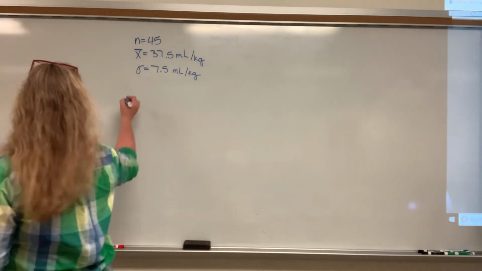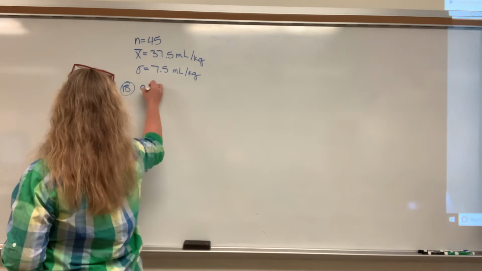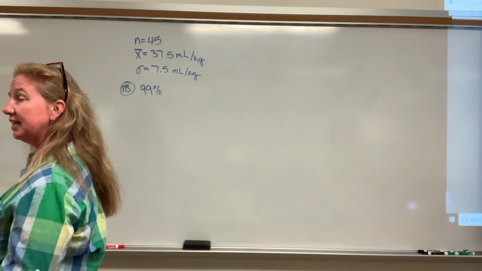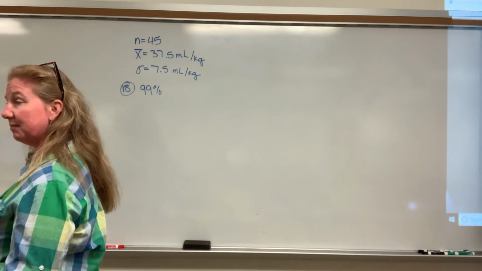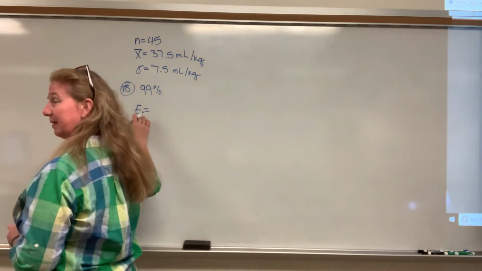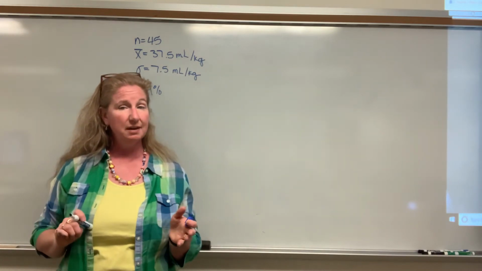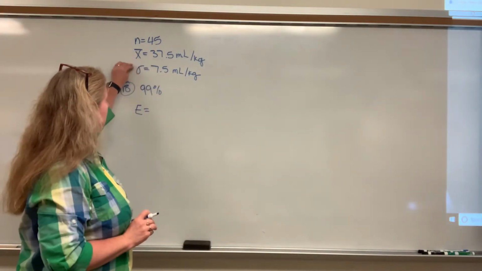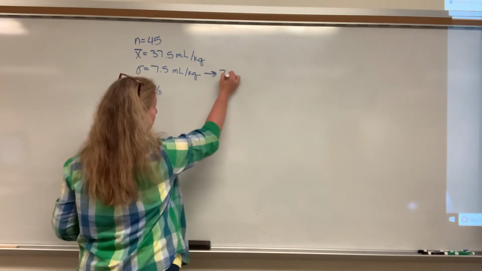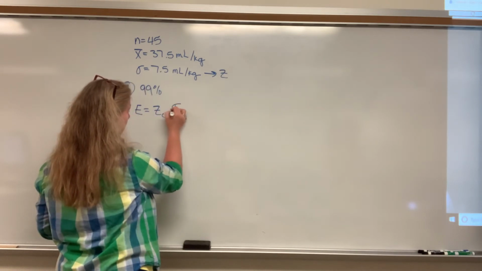Number 18 says, find a 99% confidence interval for the population mean blood plasma volume in firefighters. What is the margin of error? So remember my margin of error? Now, how do I know if it's T or Z that I'm using? It gives us sigma. So we know that we need to use Z. So error equals Z sub C, sigma divided by the square root of N.